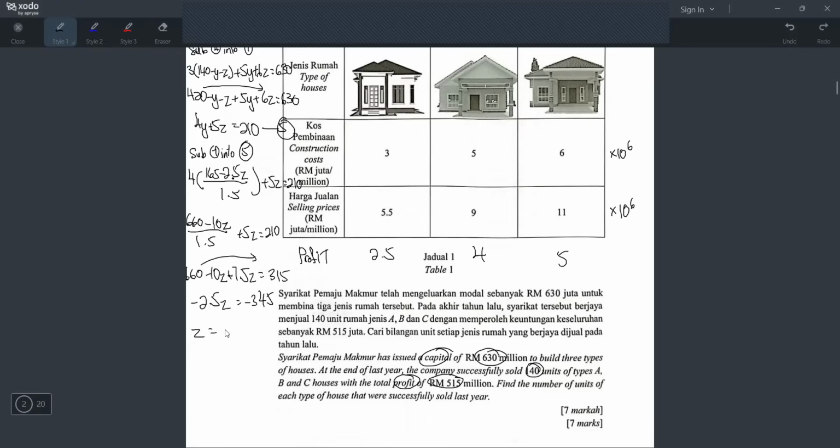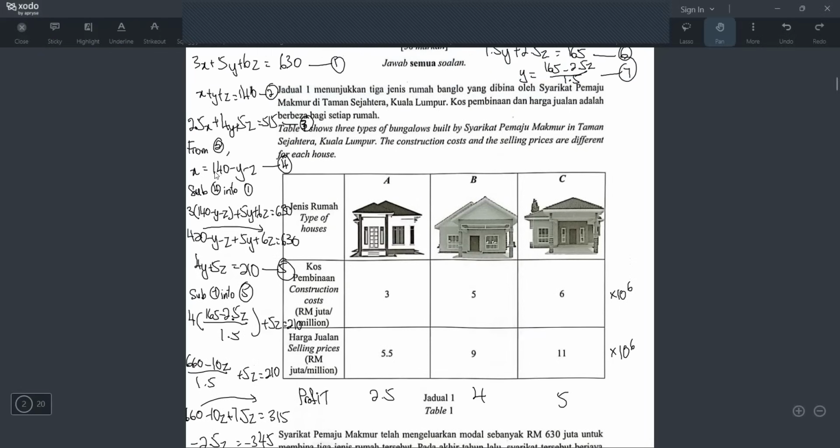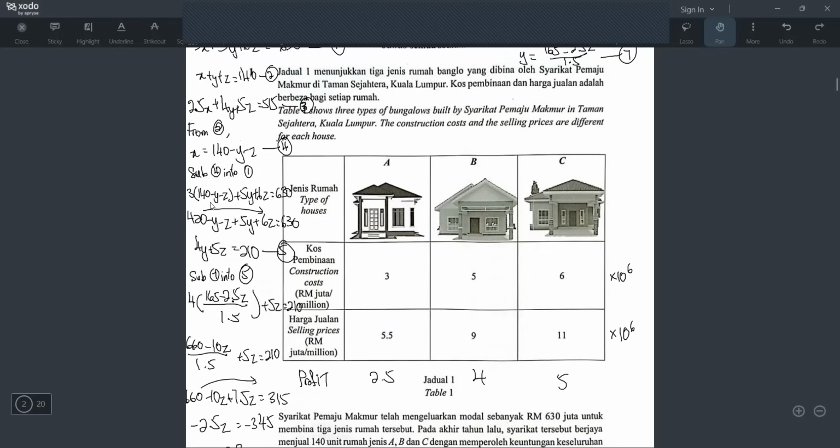But I feel like I gonna make some mistake here. Did I make any mistake? Let's see. Okay, substitute x into this one, right? So 3x plus 5y plus 6z. 3x plus 5y plus 6z equals 630. 3 times this one. Oh, okay, I know where's my mistake.